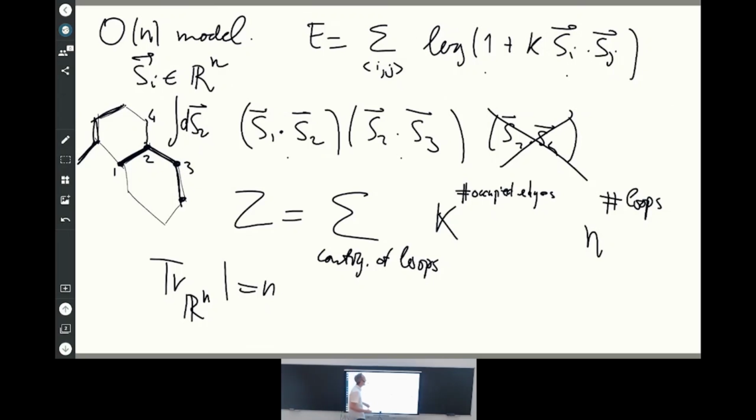No, precisely because I put a log here. So when you take the exponential of this, you get just a product. So Z, if you want, is the integral of a product of 1 plus k Si scalar Sj. So it appears only once, or not at all. But if you don't want the log, you can remove it, and then it just becomes more complicated. But the critical limit is the same.